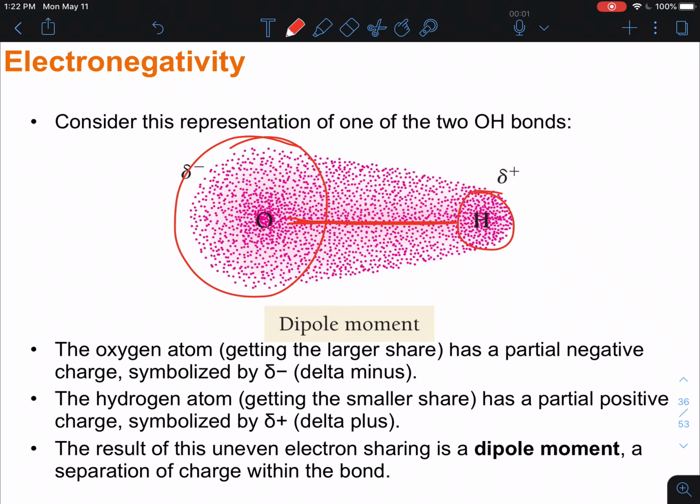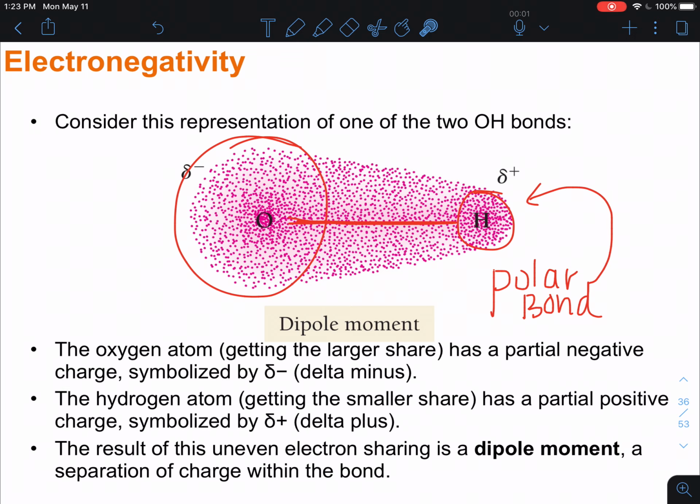And so what that means is that this bond right here is polar. Okay, it's a polar bond. There's an unequal distribution of electron density within this bond, right? The oxygen atom, which is obviously getting the larger share, has a partial negative charge. This is the delta minus. Hydrogen gets the smaller share. That's a delta plus. The result of this uneven sharing of electrons is called a dipole moment.